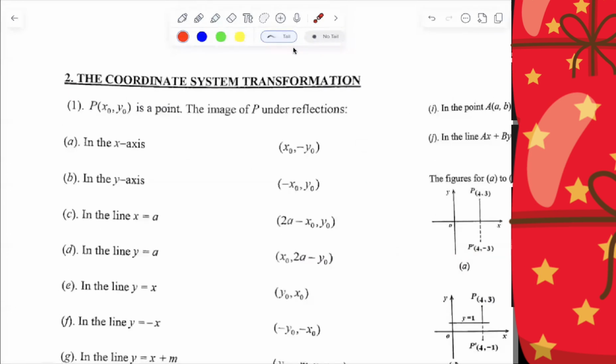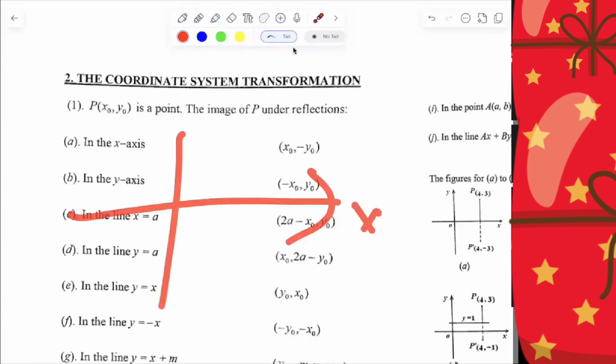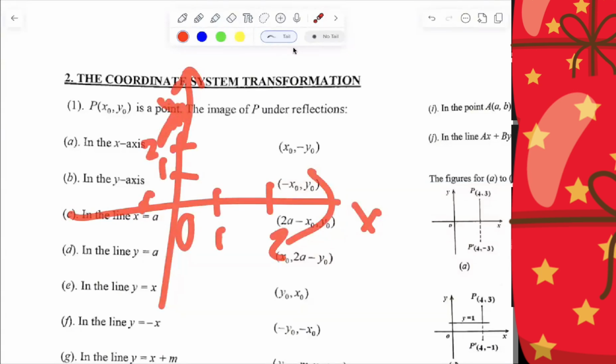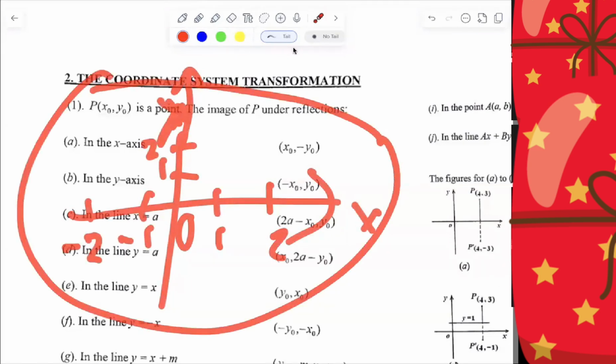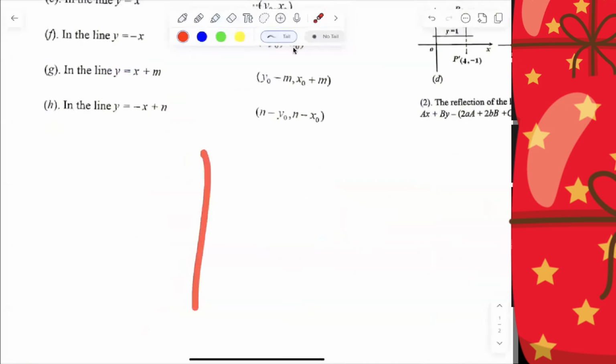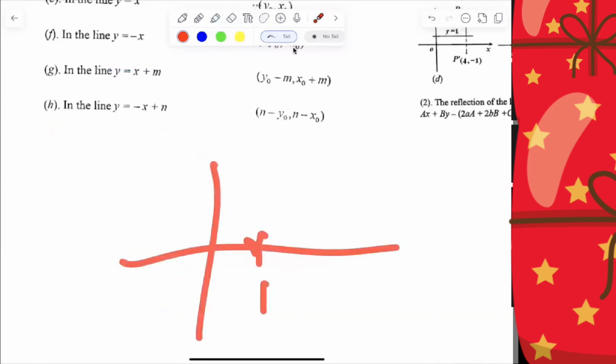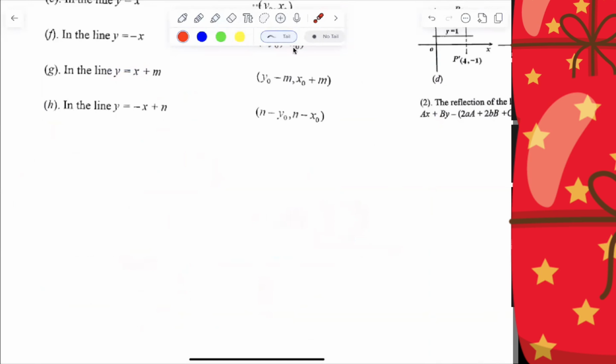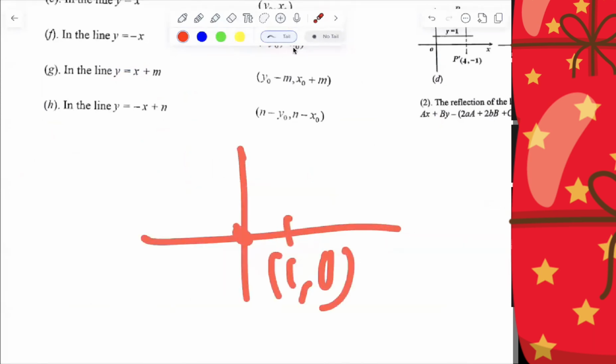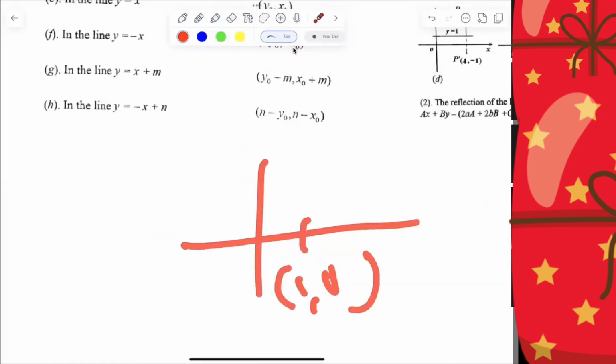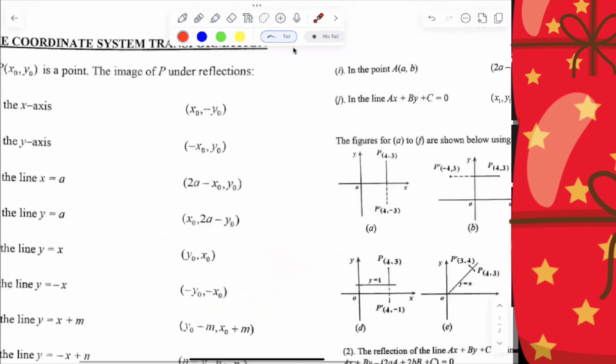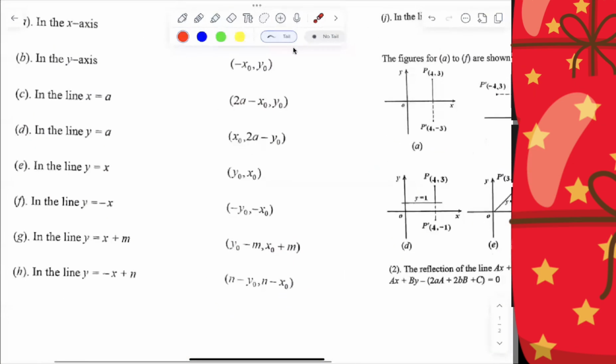The reflection over the x-axis: remember, this is our x-axis and this is our y-axis. This is 0, 1, 2, -1, -2. You can see this picture. Say we're reflecting the point 1, comma 0, and this is the origin. If it's -1, this tells you that we're reflecting over the x-axis, as we talked about before. So reflecting around the x-axis gives you negative x0 and y0.